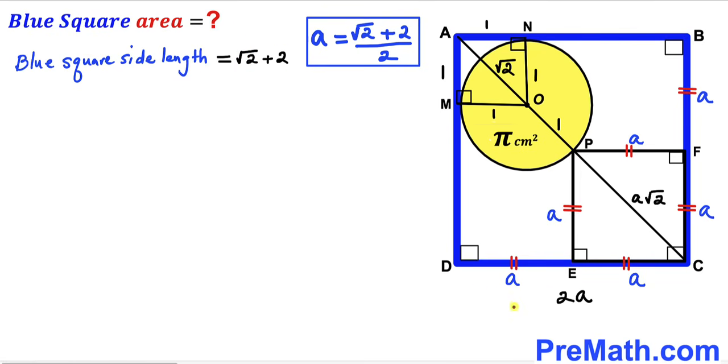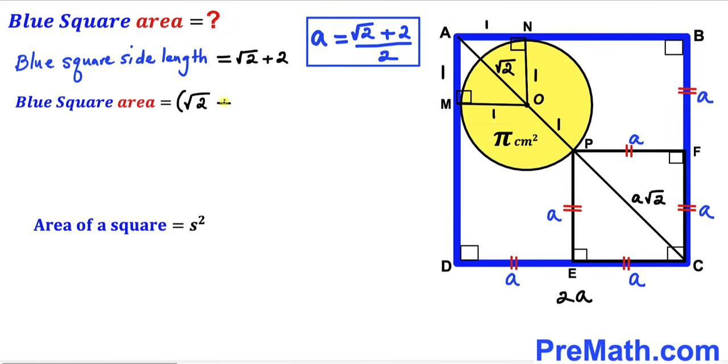And here's our final step. Now we are going to calculate the area of this big blue square ABCD. And now let's recall the area of a square formula. Area of a square is always equal to s square, where s represents the side length of the square. And in our case, the side length of the square is square root of 2 plus 2. So therefore the area of this big blue square is going to be simply square root of 2 plus 2 whole square.